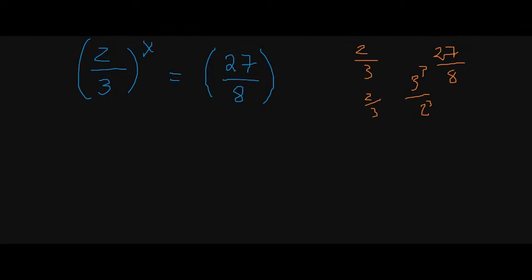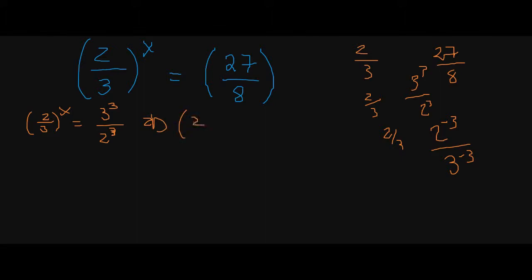So what I'm going to do is flip them. So 2 to the negative 3, and then 3 to the negative 3. Remember when we take the reciprocal and flip them, 2 and 3 switch places, and the exponents become negative. We rewrote this as 3 to the third power over 2 to the third power. And then we had (2/3)^x is equal to 2 to the negative 3 over 3 to the negative 3, right? We just flip them, which changes the exponent.